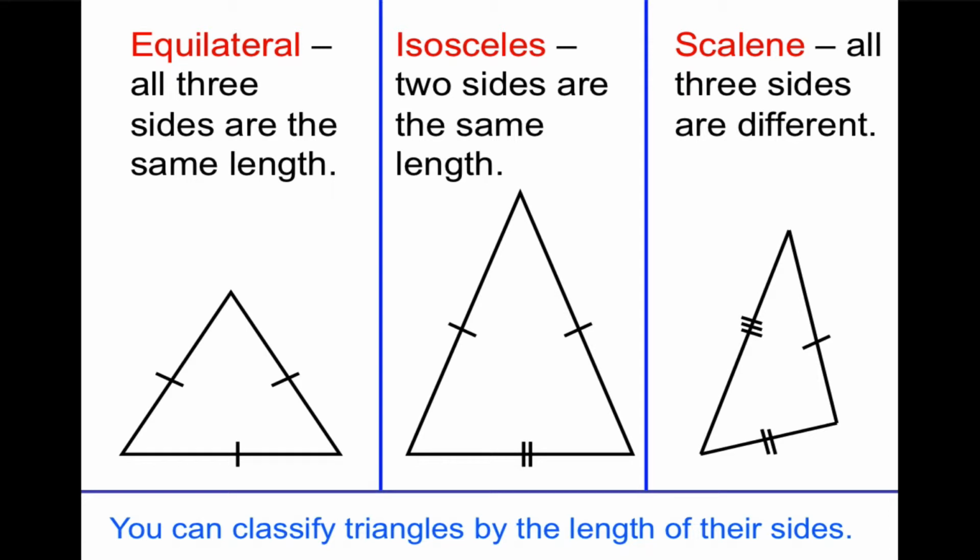but two tick marks on the third side, which means that the two sides that have the one tick mark are equal to each other in length, but the third side is different. And then in the scalene triangle, where you see there's one tick mark and two and three, that shows us that in the scalene triangle, all three sides are different.